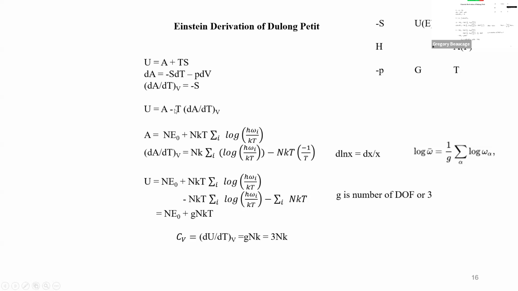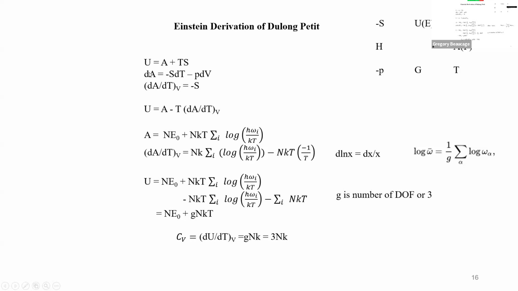U is A, let's see, U should be A, or let's see, A is U minus TS, so U is A plus TS. And then dA is minus S dt minus PdV. Right? So that's the derivative part, just from the thermodynamic square.